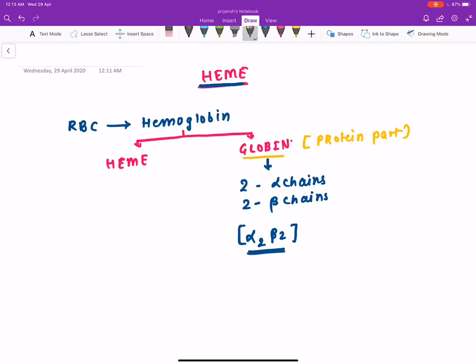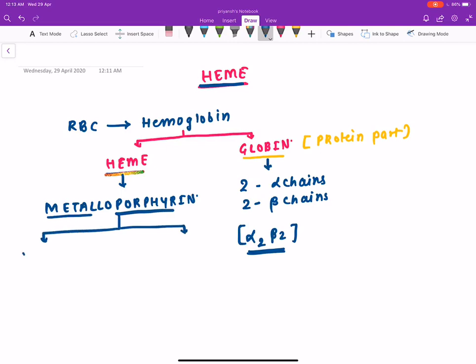And the heme is basically a metalloporphyrin. Let's understand this word. What is the meaning of metalloporphyrin? Metalloporphyrin is made up of two molecules, metal and porphyrin, meaning heme is made up of two things. One is metal and second is porphyrin.